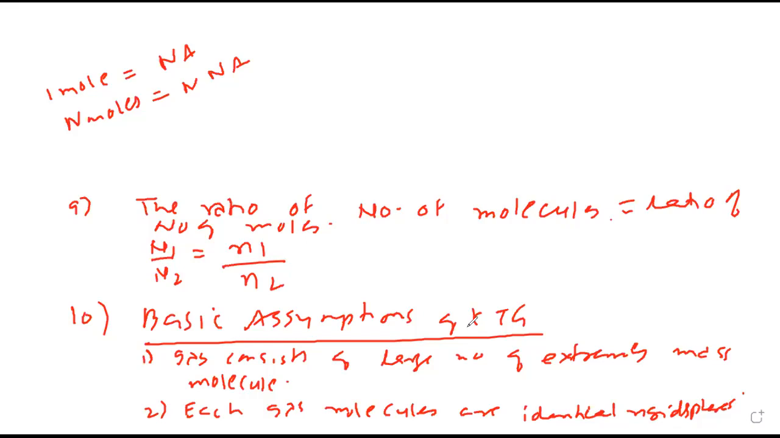Are the gas molecules in a state of rest or random motion? Random motion. That means the random motion is also sometimes called zigzag or Brownian motion. So they are in a state of random motion.